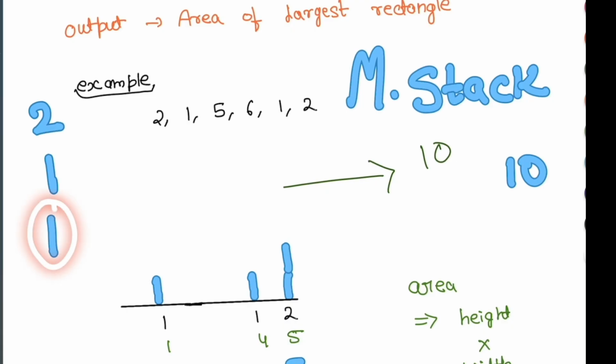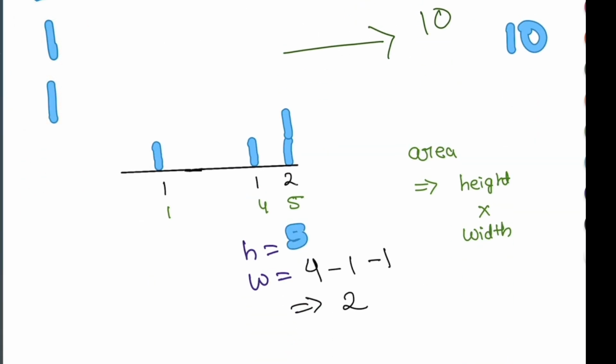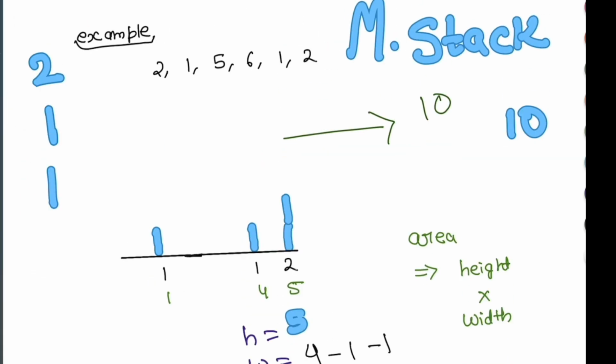And now your stack is 1, 1, 2. The indexes of your stack are 1, 4 and 5. Now let us start calculating the areas for these three elements. Each of these elements in your stack, 1, 1 and 2, you can extend till the extreme right.